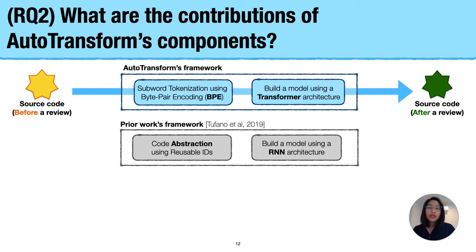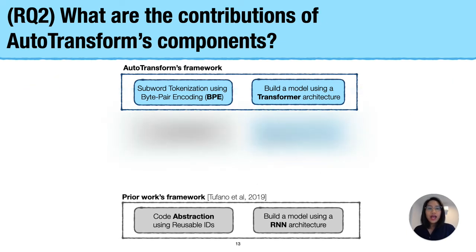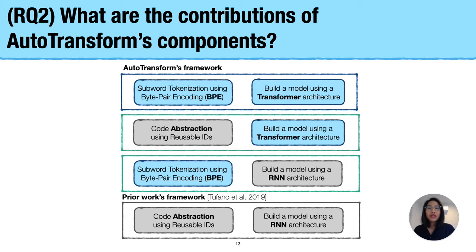And since we use 2 new techniques to perform these tasks, which are BPE and Transformer, we are also interested in quantifying the contribution of each technique. Therefore, we conduct additional experiments by using only one of the proposed techniques. And as a result, we will have 4 combinations between our framework and the prior work. Then we evaluate the accuracy of these approaches.